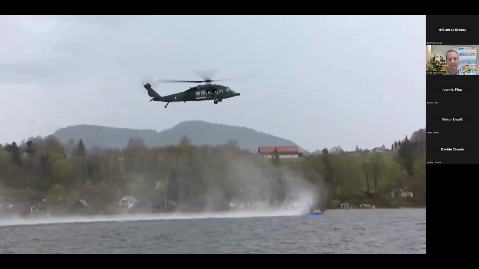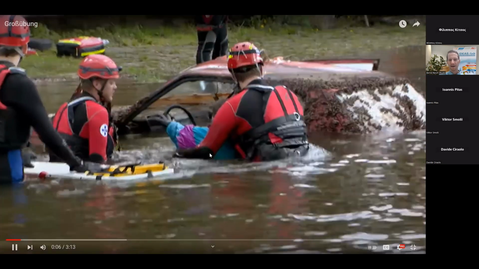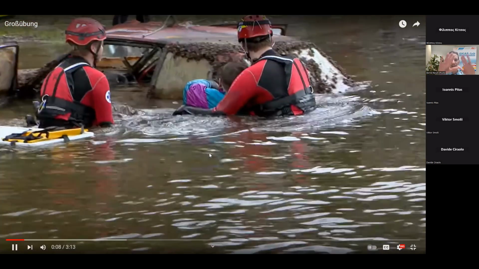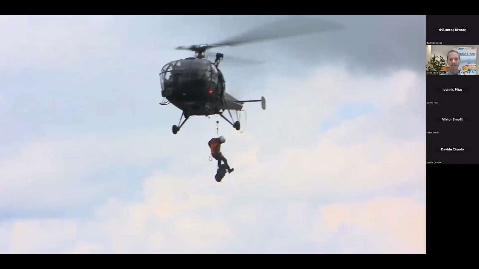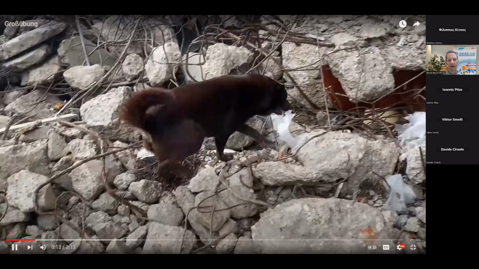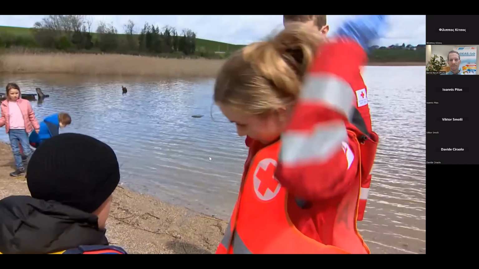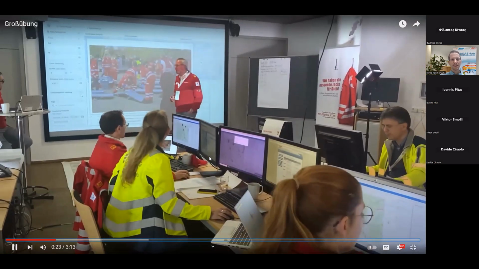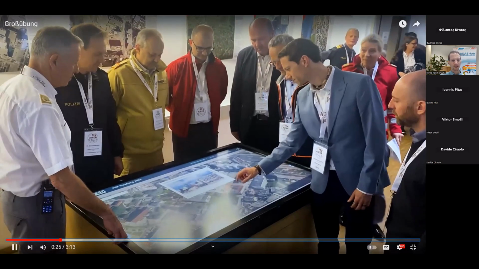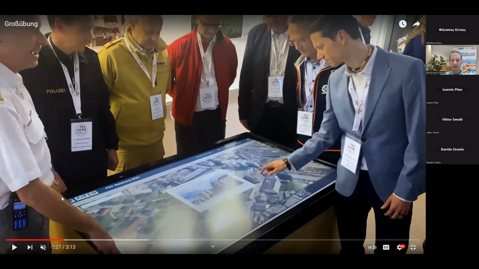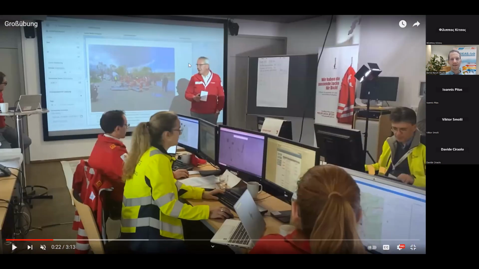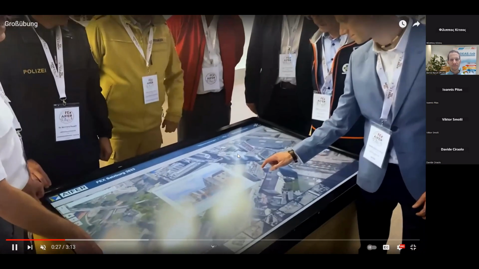So this was the lake outside the city where we brought in groups of people who were rescued from helicopters. This was the crisis management. So here you see the head of the crisis management board, and then the people working with our system, and then using the information that we provide them with to actually handle the disaster.